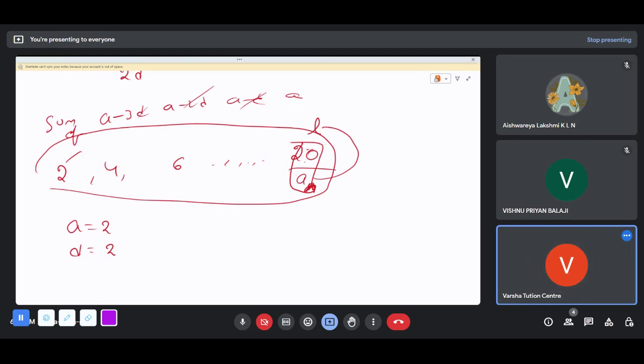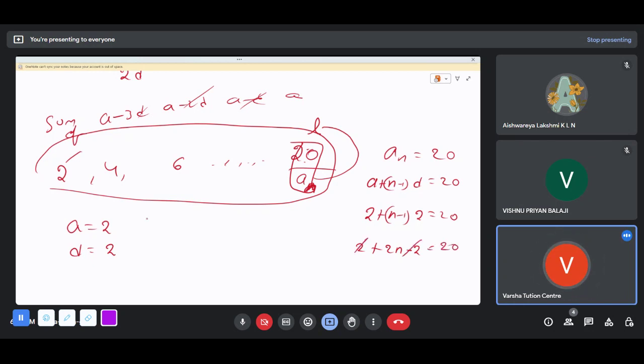I don't know exactly whether it is the fifth term, sixth term or tenth term. Correct, right? We need to first get which term it is. an is equal to 20. What is the an formula? a plus (n minus 1) into d is equal to 20. Do you know a? Yes. Do you know d? Yes. So from here, 2 plus 2n minus 2 is equal to 20.